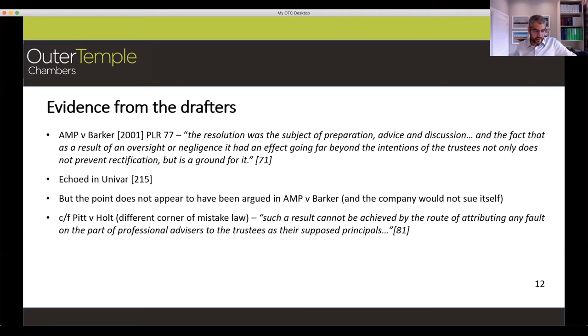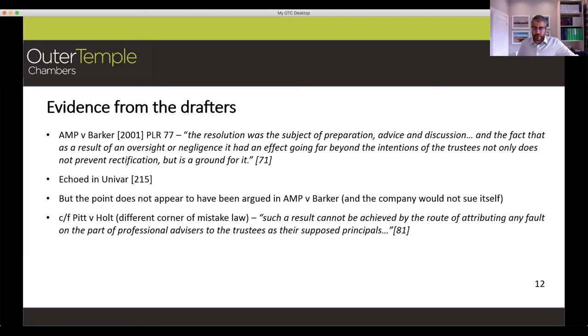And what he said at the very tail end of the judgment, where he was re-emphasizing the decision he'd already made, was, the quote's there, picking it up really in the middle of the second line, negligence not only does not prevent rectification, but is a ground for it.